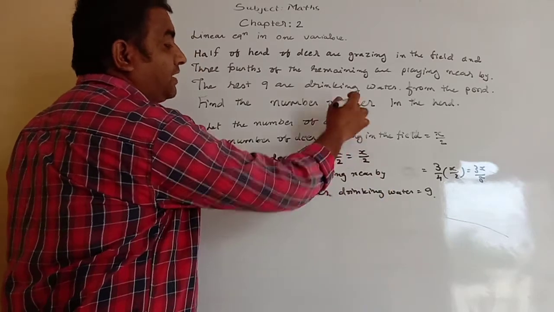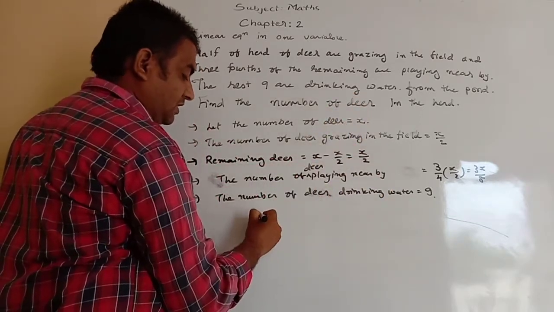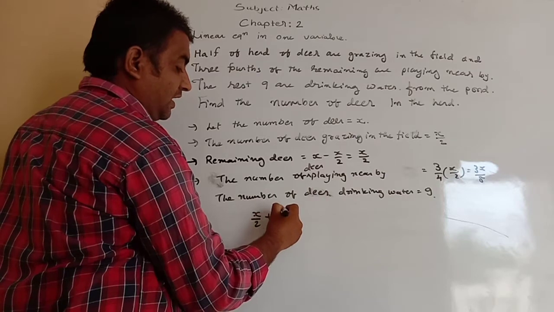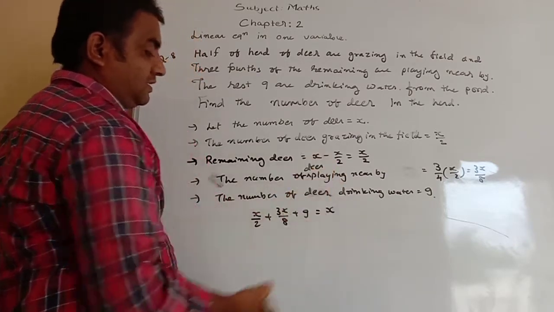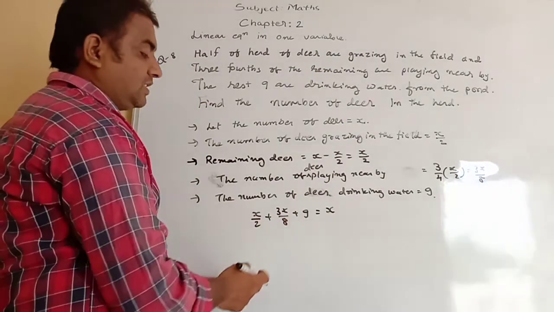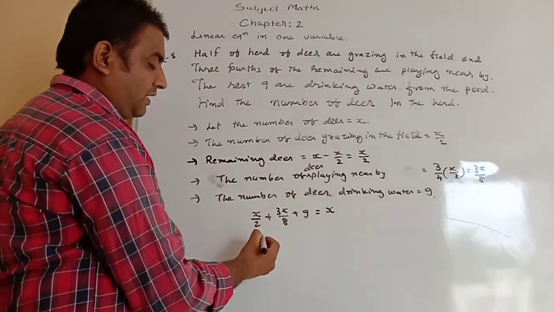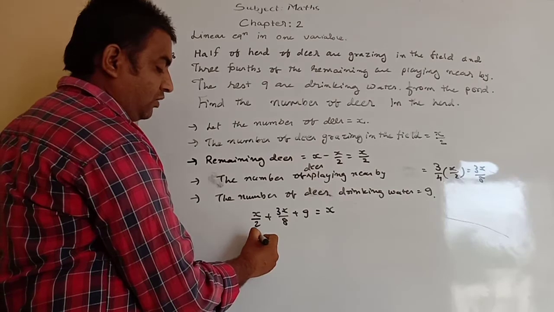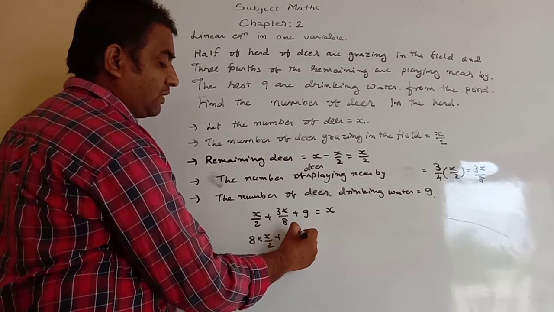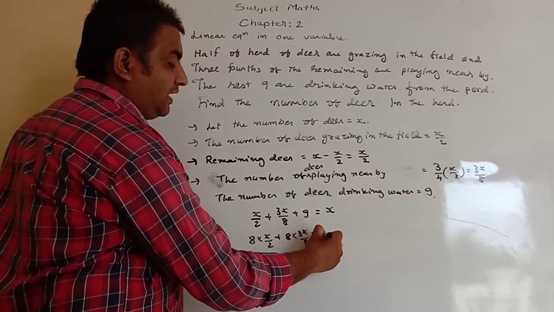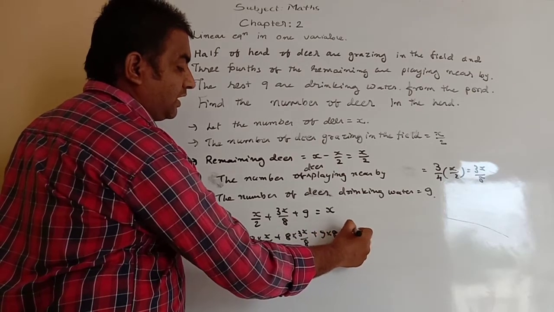So all of these, grazing in the field, playing nearby, and drinking water, we take the total. It should be x, so we take x by 2 plus 3x by 8 plus 9, and the total will be x. Here the LCM of 8 and 2 is 8, so we multiply by 8. Then 8 into x by 2 plus 8 into 3x by 8 plus 9 into 8 equals 8x.